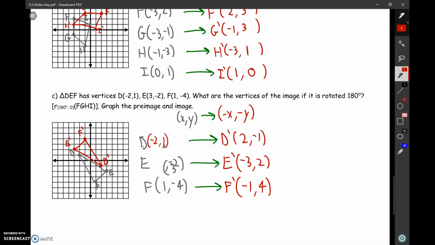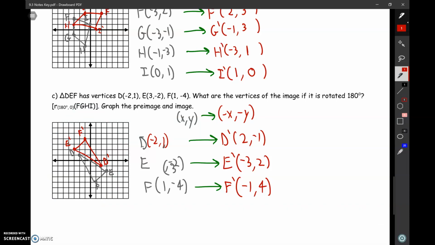The coordinate you guys should have arrived at for D prime was 2, negative 1. Following that similar rule, E prime was negative 3, positive 2. F prime, negative 1, positive 4. Again, not changing order, but changing signs. And it does look like I just took this triangle and rotated it twice in either direction. And that's going to make that second image.